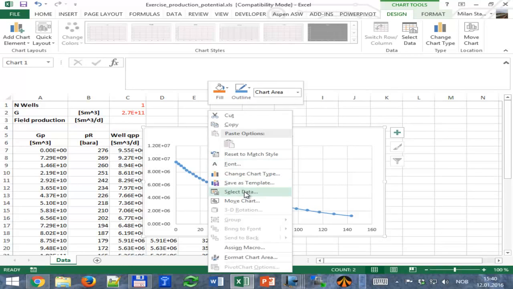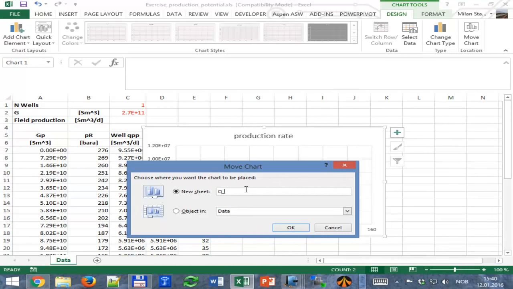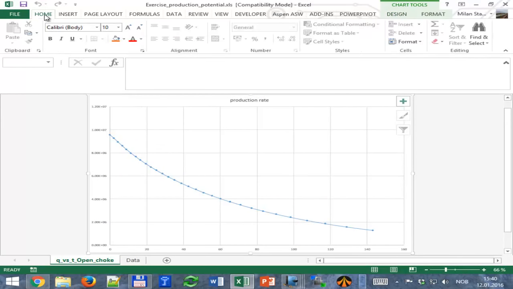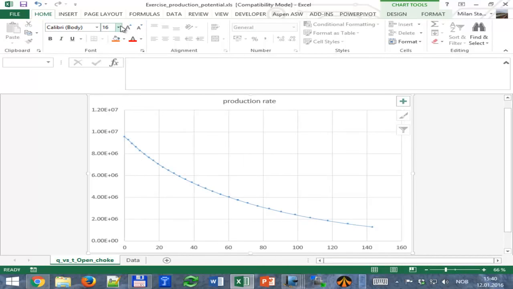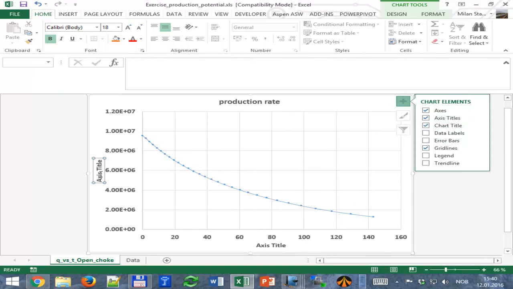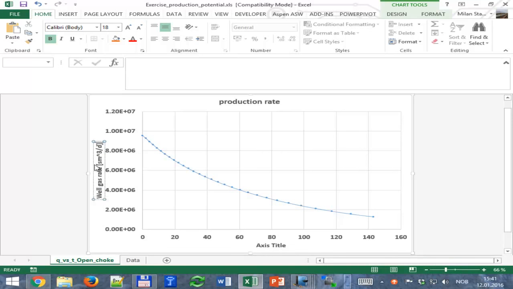Okay, so let's put that. I'm also noting something for the exercises: I don't like a plot delivered like that. You have to move it to a new sheet and put here Q versus time for the case open choke. Okay, so you put it in a new page, and now you begin to do some changes. You first increase the size maybe to 16 or 18, something that is good to see. Then you put it in bold, and then you put the chart titles. So here we have well gas rate, and this is time in years.